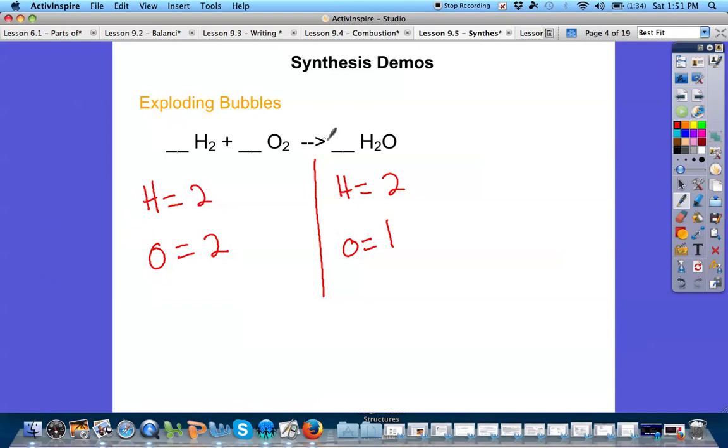So in order to balance this out, we're going to need to put a 2 in front of H2O. That's going to give us 4 hydrogen and 2 oxygen. Then we're going to put a 2 in front of hydrogen gas. 2 times 2 is 4. Now everything's equal. Go back and put a 1 in front of O2.